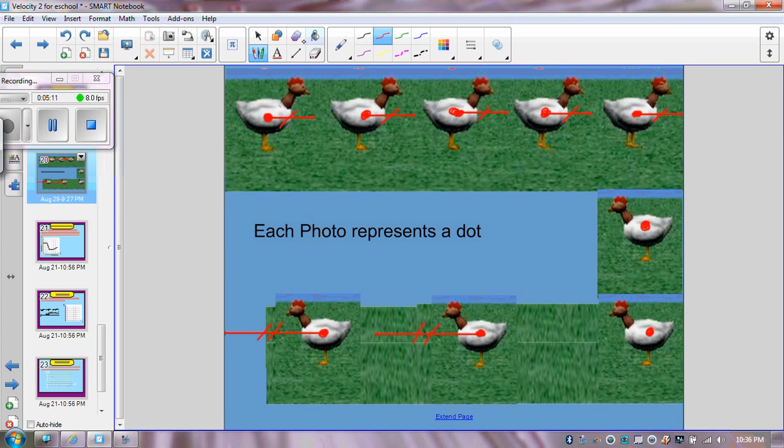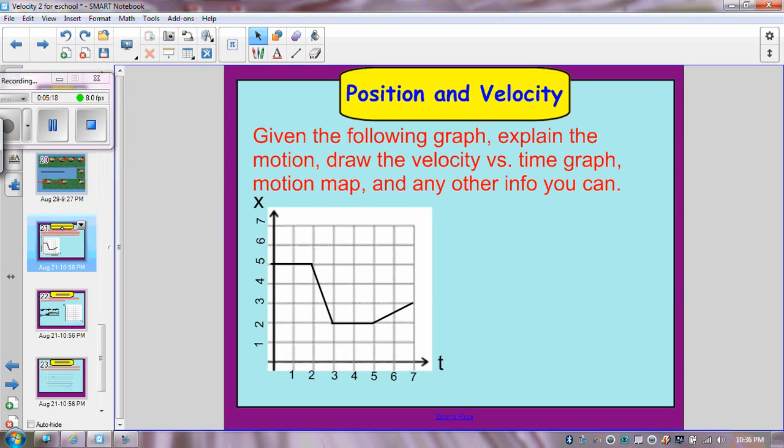And that is a motion map. It is a pictorial representation of what is going on with an object. So let's go ahead and look at an example. It says, given the following graph, explain the motion, draw the velocity versus time graph, motion map, and then any other information you can think of.